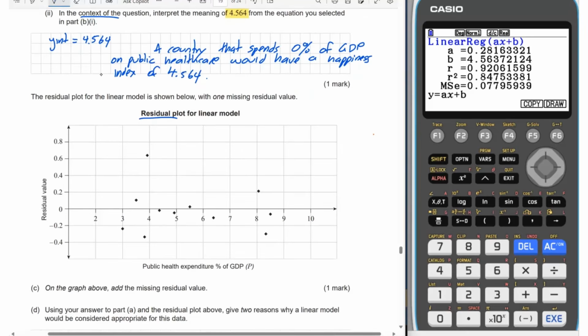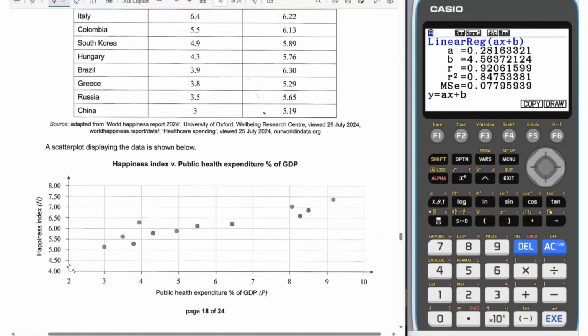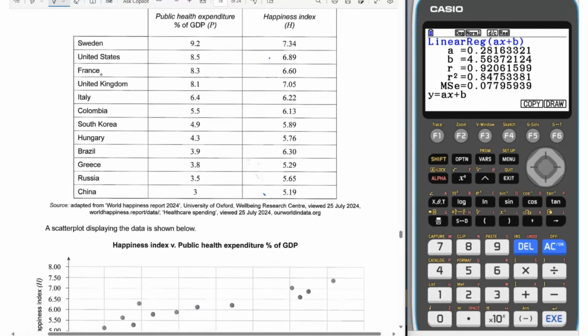Now, they've given you in the next graph an actual residual plot for all our data, and they're telling you that one piece is missing. So in part C, can you add that missing residual value? Sometimes it gets a little hard to figure out what it is, but it's normally going to be one of the end ones if you're lucky. So we can see here that our smallest value is at 3 and our largest value is at around 8.5. When we go back up to the table, there's our 3, there's our 8.5, and there was nothing past 8.5 in the graph.